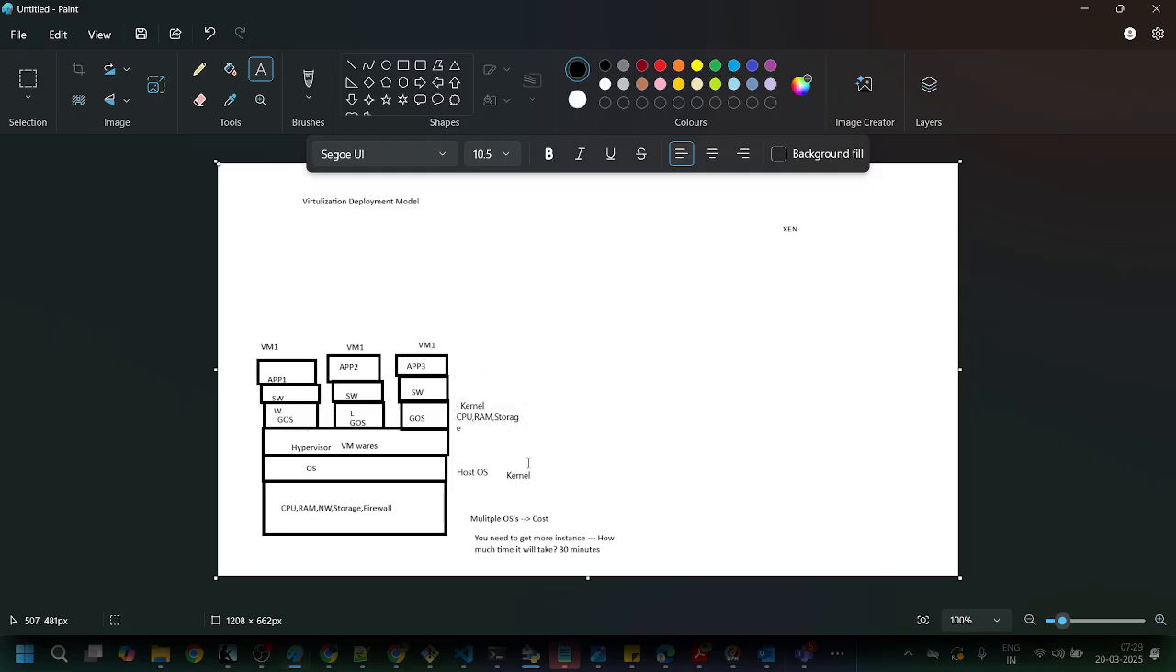Okay, the guest OS also has a kernel. The kernel is the part of the operating system which takes care of all the requests coming from the user.